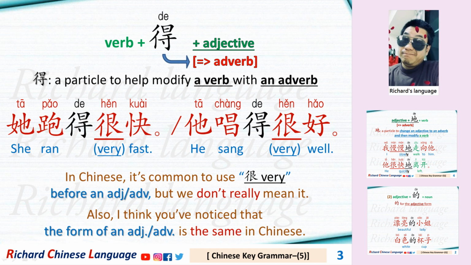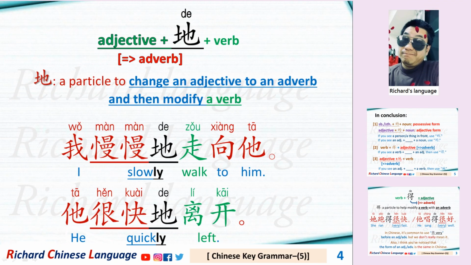Okay, in Chinese, it's very common to use 很, very, before an adjective and an adverb, but actually we don't really mean it. And also, I think you've noticed that the form of an adjective and an adverb is the same in Chinese, so you can only tell them by the position in the sentence. I think Chinese is very easy because you don't need to add ly at the end of an adjective.